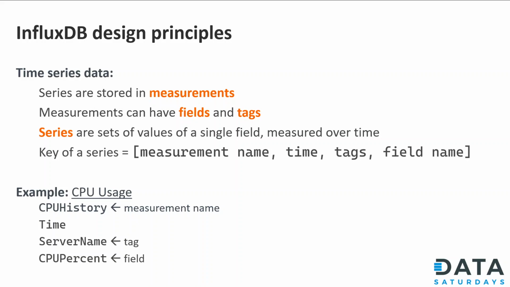What we will get is a series, which is the values for a single field, the temperature, over time. So when we want to find a single data point, let's say the temperature for room 7 at 2:25, we have to give the measurement name, so room temperature, for example, the time, so 2:25, the tags, room 7, and the name of the field, temperature. And then we get the single data point, 21 degrees, roughly. Good.